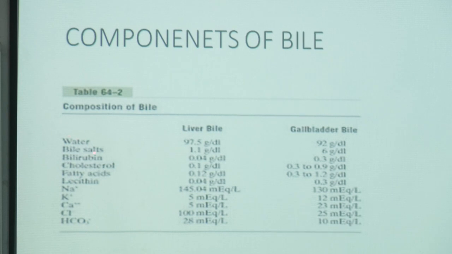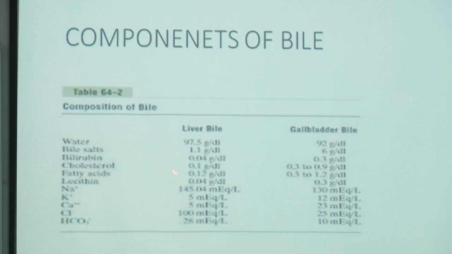Now coming to the bile salts, liver bile is having 1.1 gram per dl, gallbladder bile is having 6 gram per dl. Again, it is definitely more concentrated. Think, what is happening in the gallbladder? Water is absorbed, preferentially more absorbed in the gallbladder wall than the solids. So therefore the level of the solids will go up, the level of water will come down. So definitely the gallbladder bile is more concentrated.